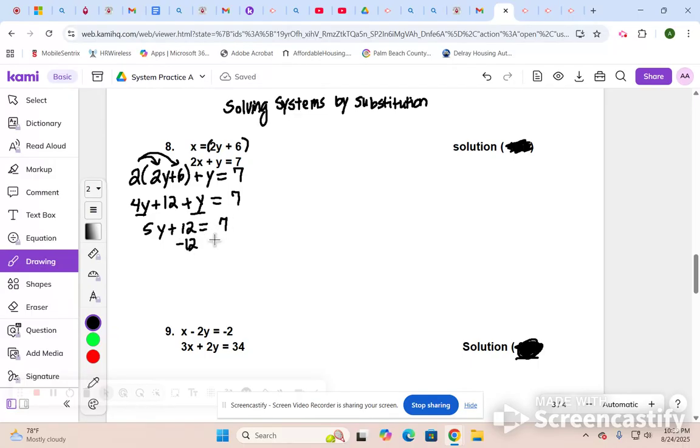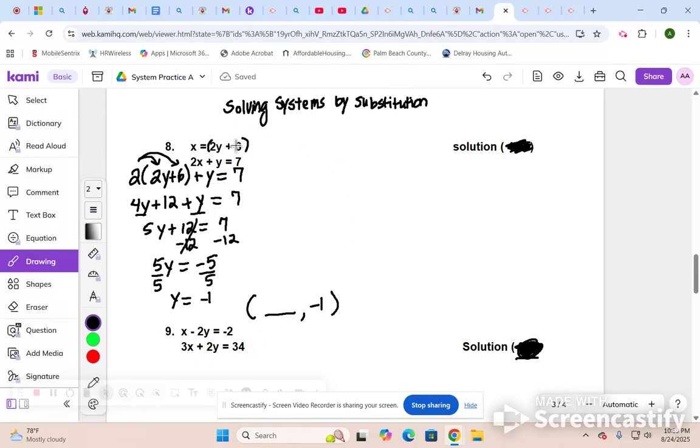Subtract 12 from both sides. 5y equals negative 5. Divide both sides by 5. y equals negative 1. So we found the value for y. It's negative 1. Still need to find x.